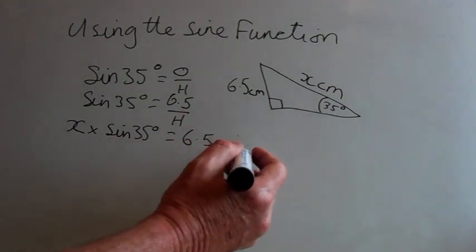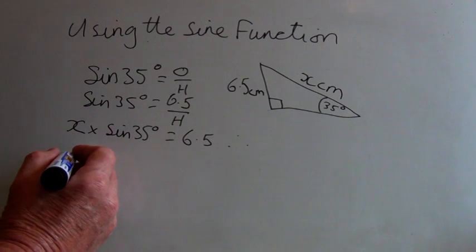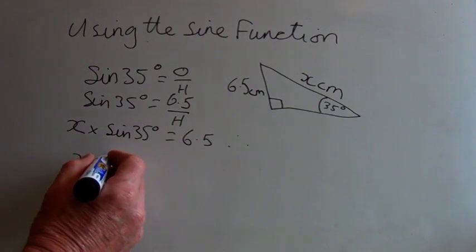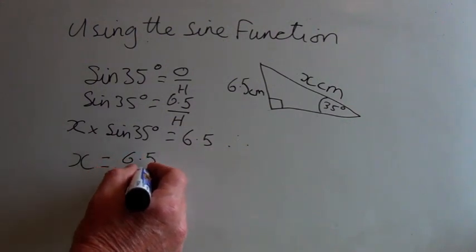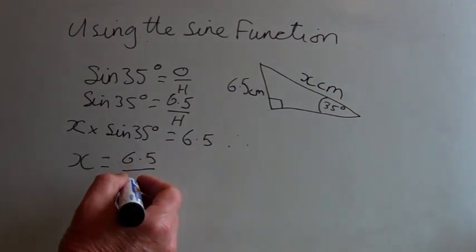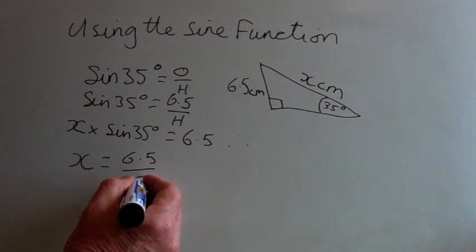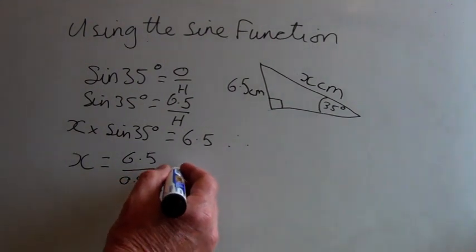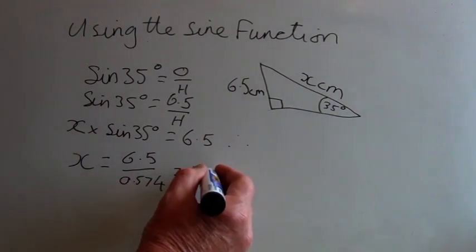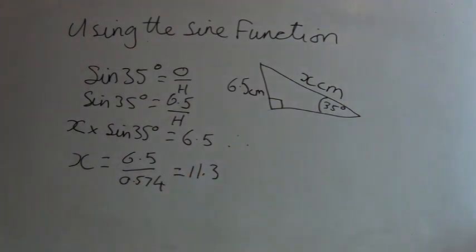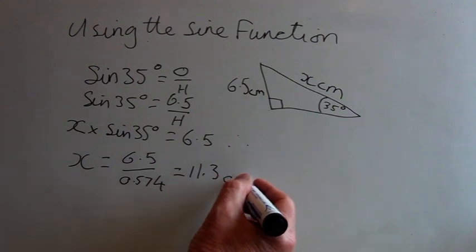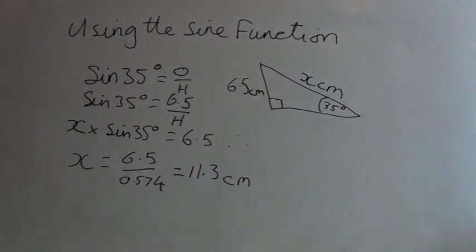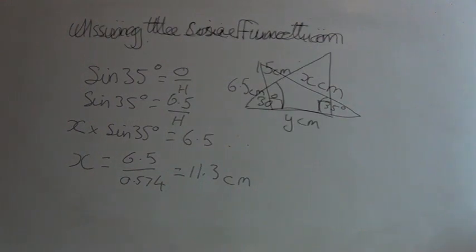Therefore, we have x equals 6.5 divided by the sine of 35 degrees, which is 0.574, which equals 11.3. So x is 11.3 centimeters long. Okay, so let's have a look at another example.